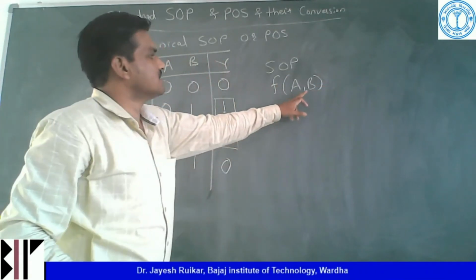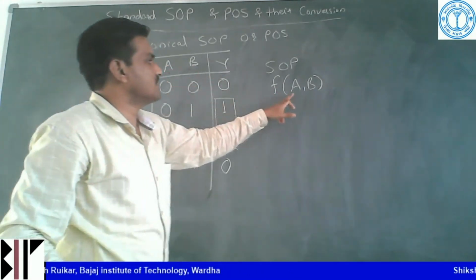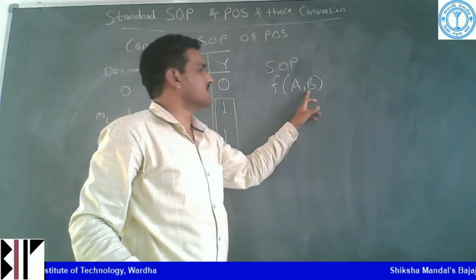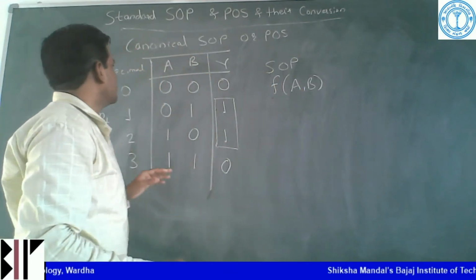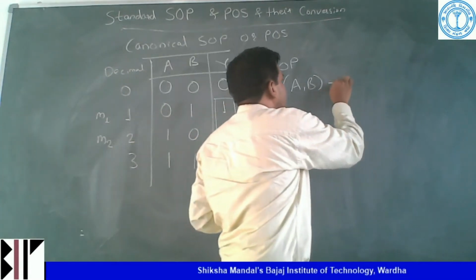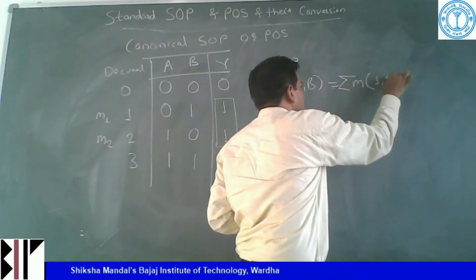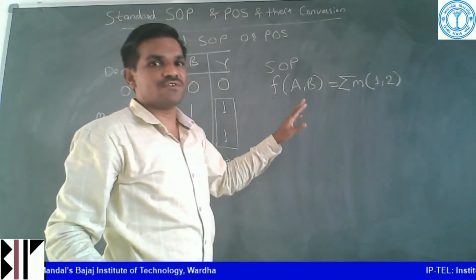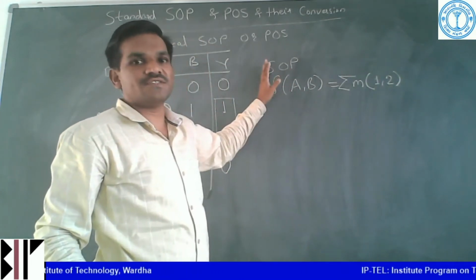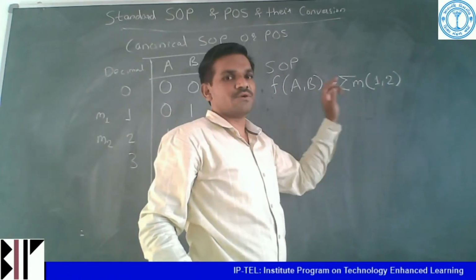So function of A comma B. Also remember the sequence A B. I am writing A and B, so my function is called A comma B, not B comma A. It should be understood, it is very important. So f of A, B is nothing but summation m 1 comma 2. This is the function definition. I have written this function in terms of my minterms, summation m 1 comma 2.